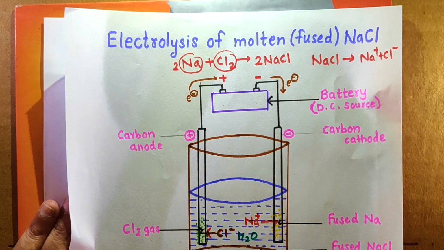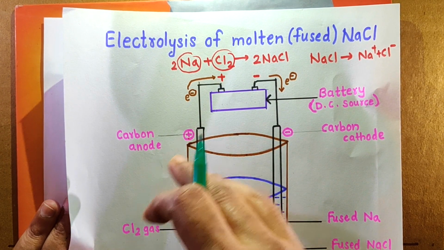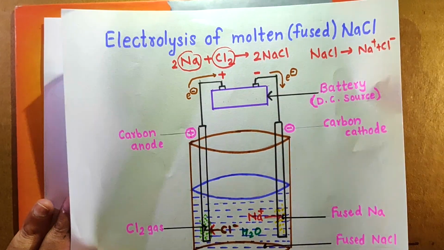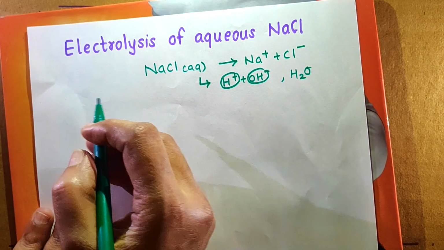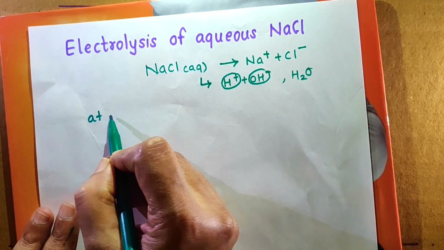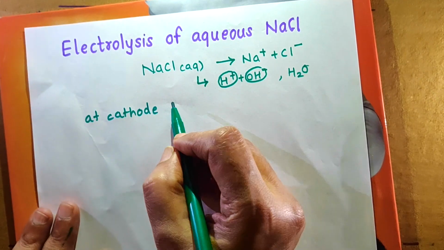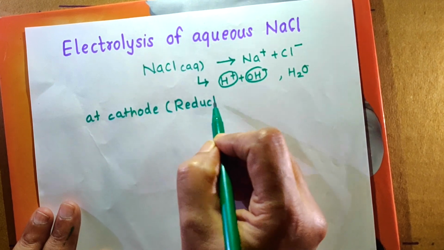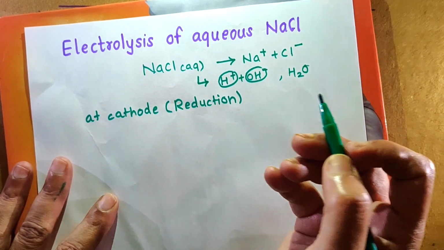and so here water is also there. Remember what is additional here? Water is also there. The same procedure is repeated, but which are the reactions taking place at anode and cathode, we have to study in this part. At cathode first we shall see. At cathode, you know that a reduction reaction is taking place.